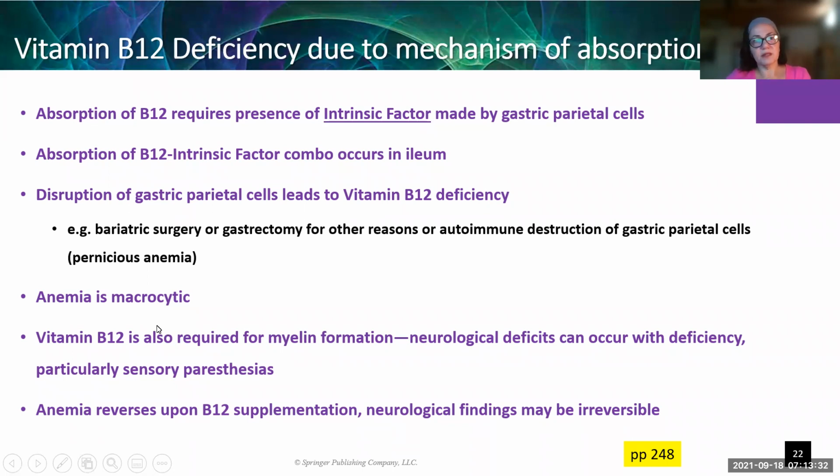Another thing that goes along with a B12 deficiency that you will not see with a folate deficiency is it's also required for the myelin formation. Those are the sheaths around the axons. So the patient may have neurological deficits that go along with this, especially sensory paresthesias, tingling, numbness. If we supplement B12, the anemia will generally reverse, but some of the neurological problems may be irreversible because that damage may be permanent.